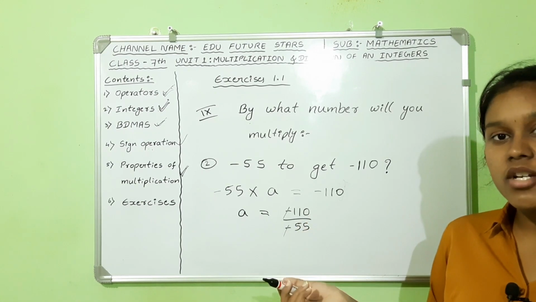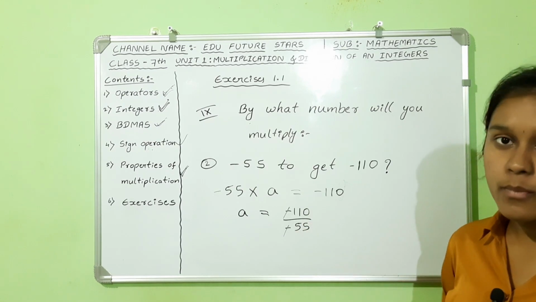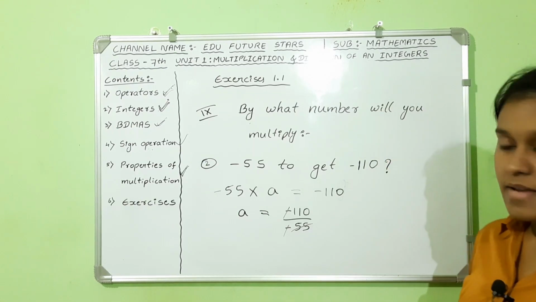Now, see here, minus will get cancelled out. Okay, negative into negative is what? Positive. So, negative division negative is what? Obviously positive.